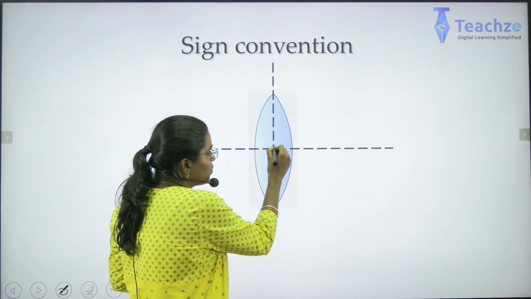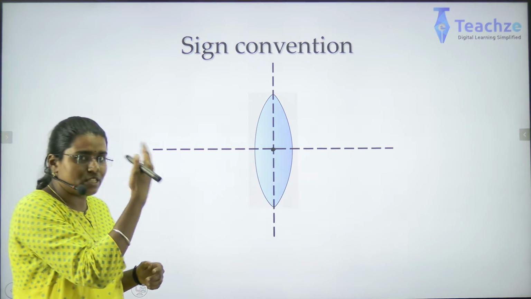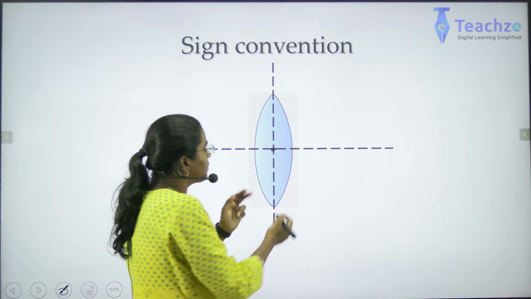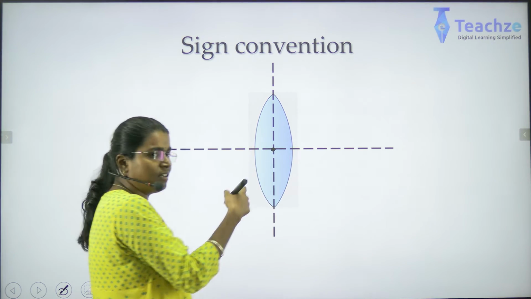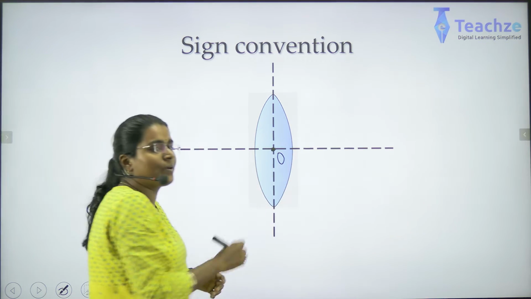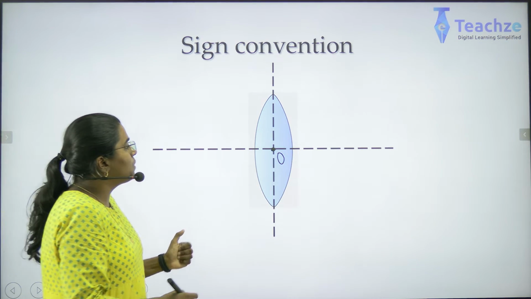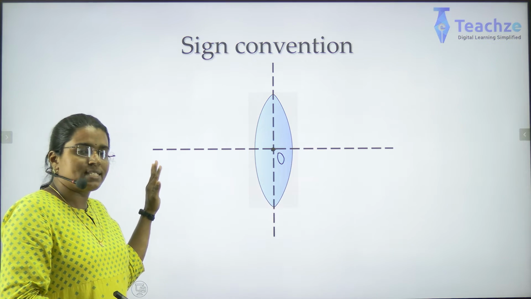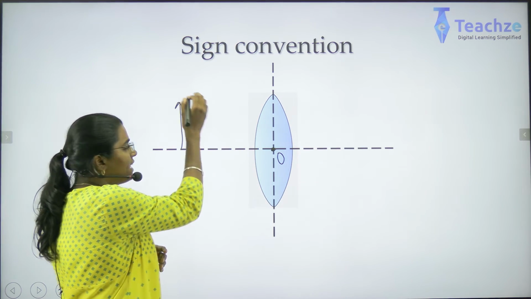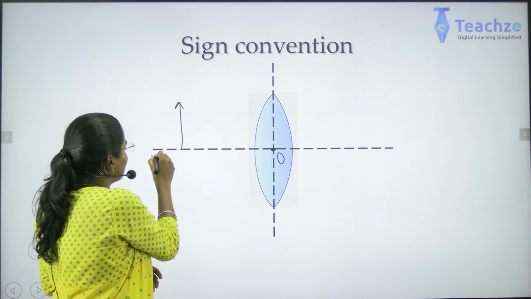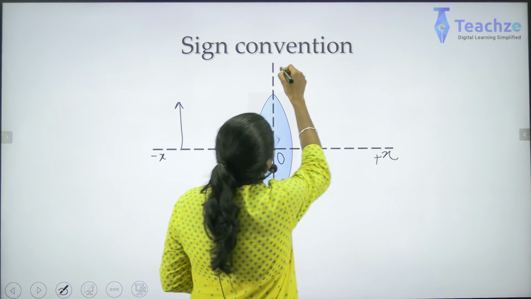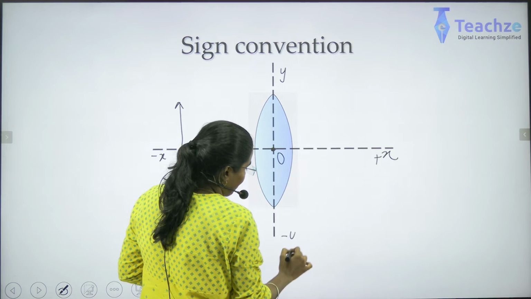So my 0, 0 in the graph, as I told you earlier in the sign convention of spherical mirrors, will coincide with its optic center, the pole. So now, with all our cases, we have kept our object on the left side. So this is minus x, plus x, y, and minus y.